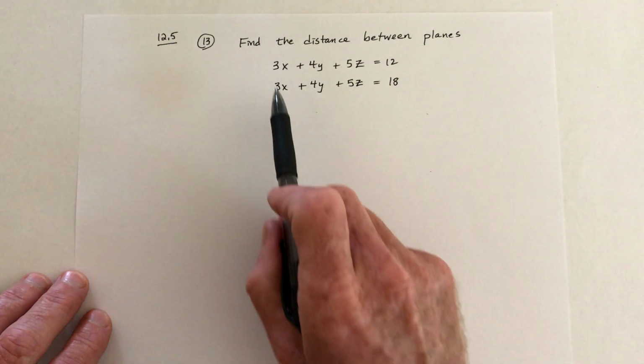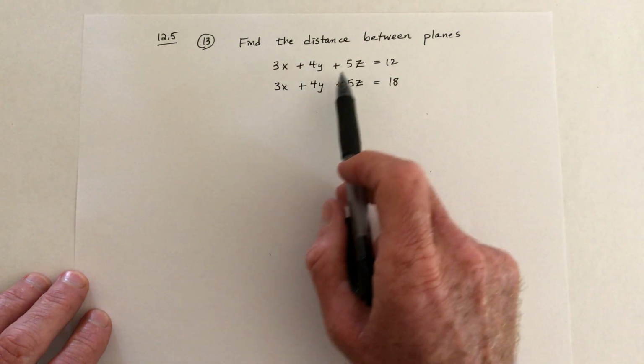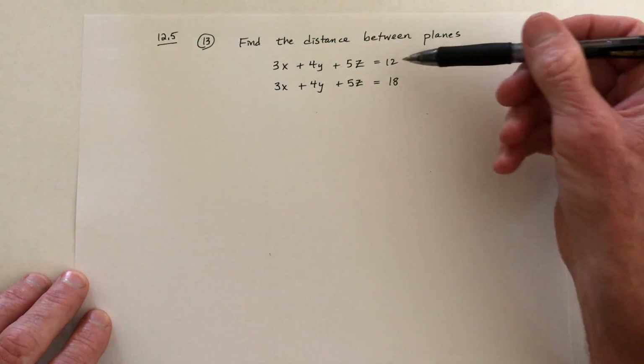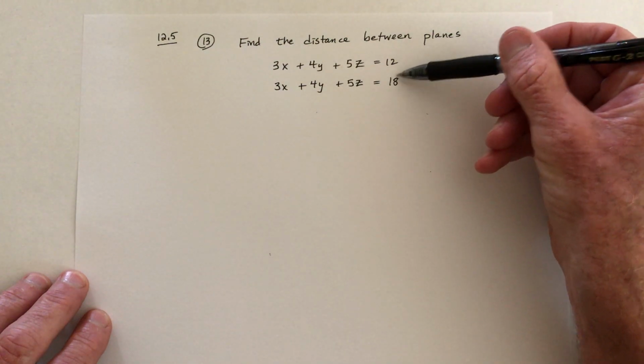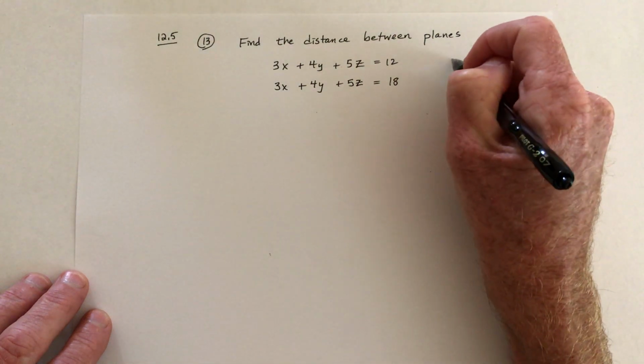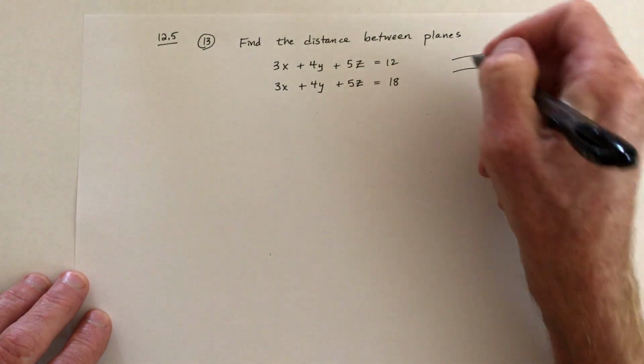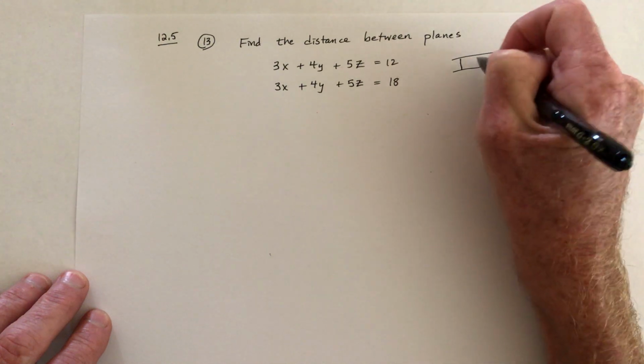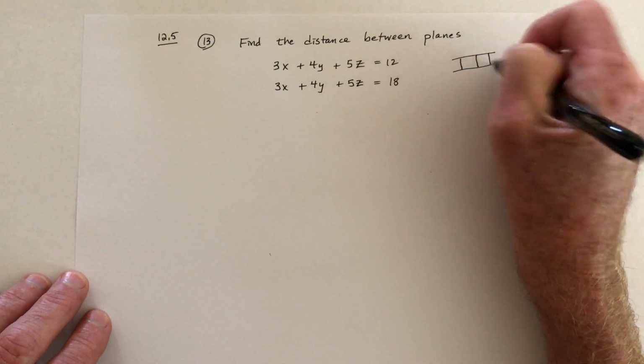So first of all, notice that these have the same directional vector. That means that they're going in the same direction, and these two numbers are different. That means that they're parallel. So in order to ask for the distance, they have to be parallel. That way, no matter where you measure the distance, it's always going to be the same.